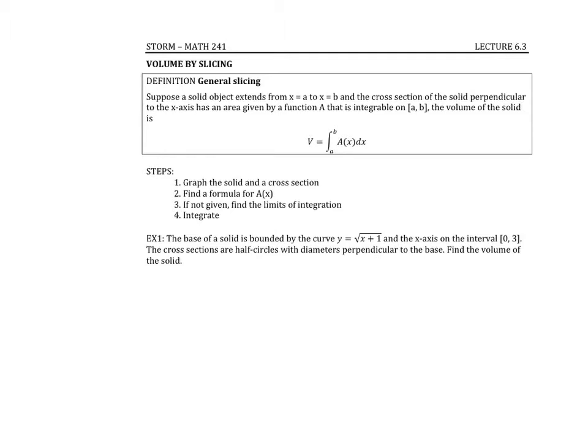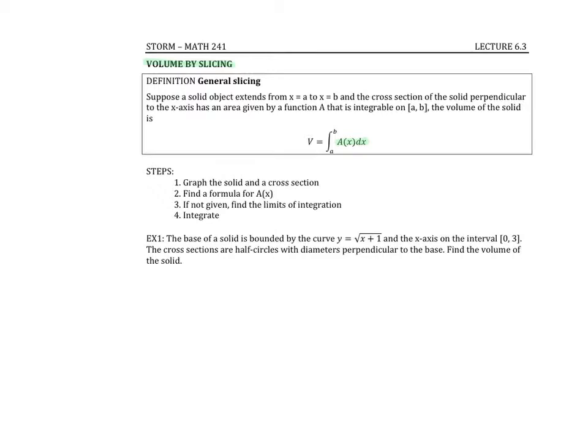In the last section, we computed areas. In section 6.3 and in section 6.4, we're going to compute volumes. We're going to first compute volumes by a method called slicing. So what we're going to do is look at some base that we'll get from our function, and then from that base we're going to create an area that we're going to integrate.